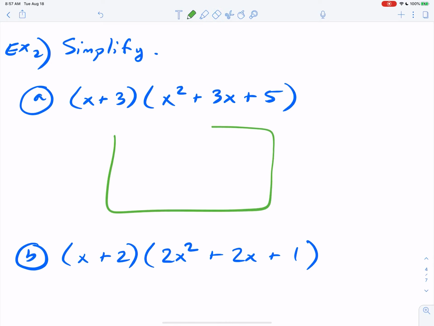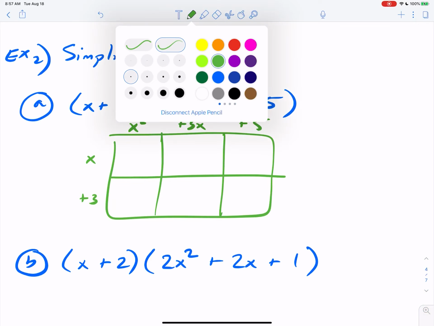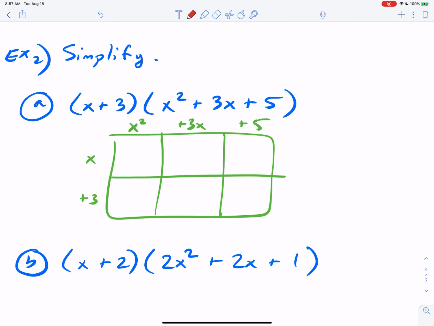It's up to you on how you want to do this. I have an x plus a 3. But here I have an x squared. I have a positive 3x, and I have a positive 5. So I'm going to have to cut this up into there. Okay, so notice how we have 6 squares, which is why we have 6 products. Okay. So x squared times x is x to the 3rd power, because x times x times x is x cubed.